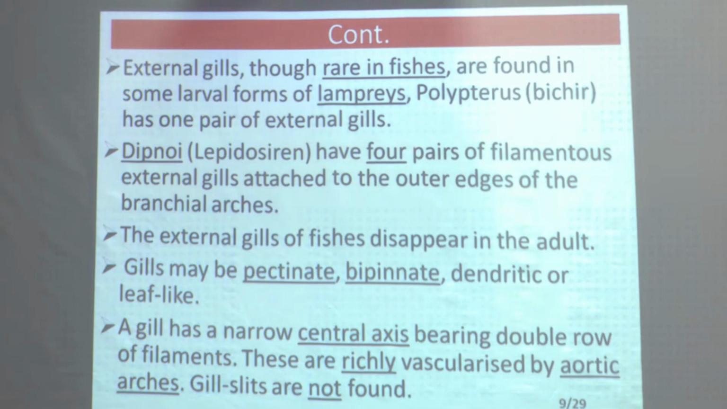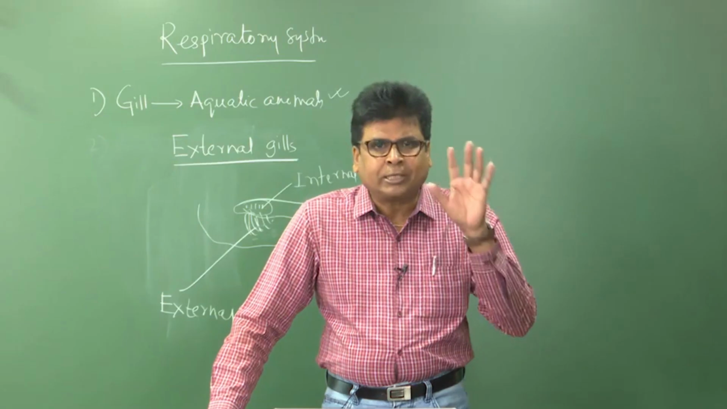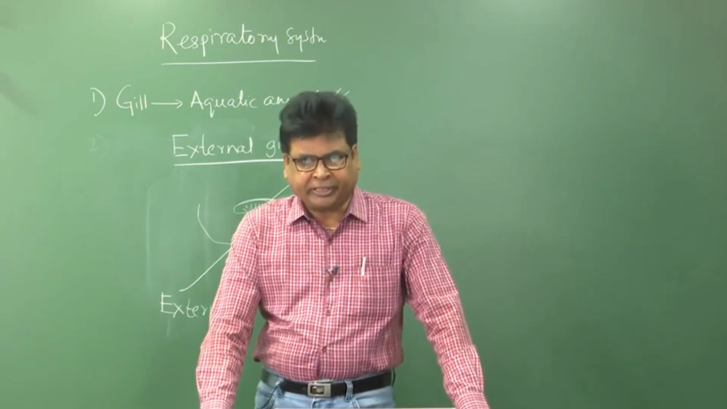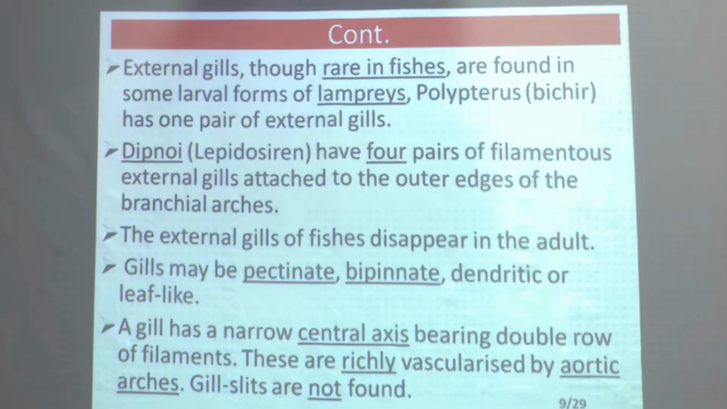So dipnoi, for example Lepidosiren, have 4 pairs of filamentous external gills which are attached to the outer edge of the branchial arches. The external gills of fishes disappear in the adult. Whenever the fish become adult, the external gills are not present. So in case of fishes, the external gills are not found. So gills may be pectinate, bipectinate, dendritic or leaf-like.